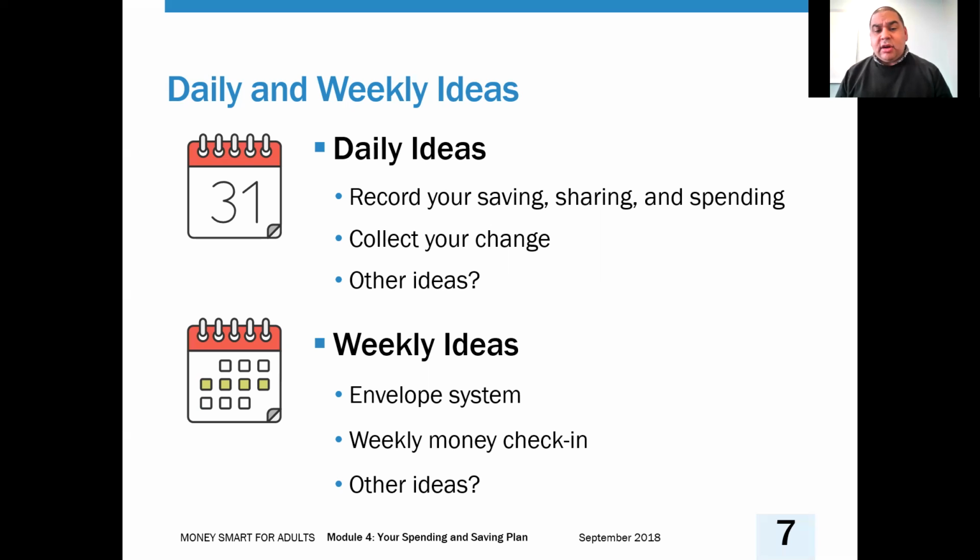Some weekly ideas are the envelope system. With the envelope system, you're getting envelopes and putting money set aside for the food you're going to eat that week, for the rent you're going to pay for the month. You're putting money aside at the beginning of the week to make sure that there's enough money. It's all budgeted there. You're never going to run out because it's always going to be in these envelopes that you have set aside. Then you can do weekly money check-ins with yourself to find out how you're doing as far as your planning goes. And you can keep track of that as well.